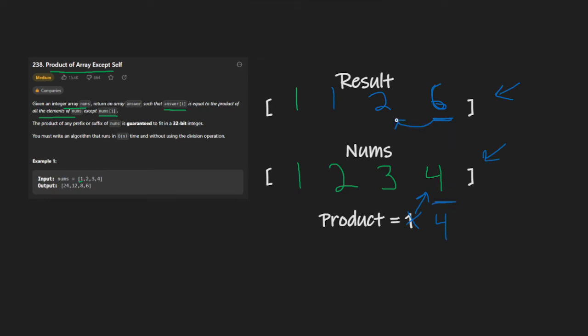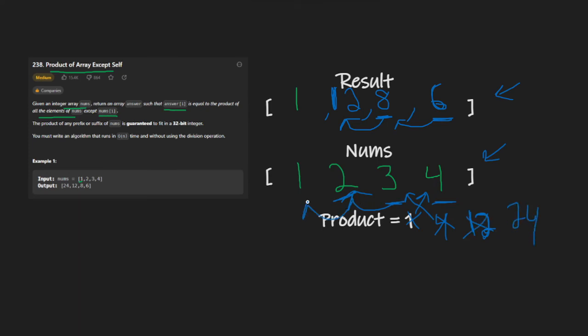So now we move on to this index. We multiply 2 and 4, so this becomes 8, and then we update the product by multiplying 4 and 3. So product now equals 12. Now on this index, we update the result: 1 times 12, which is 12. I can just write that here. Then we update the product by multiplying 12 times 2, so that will be 24.